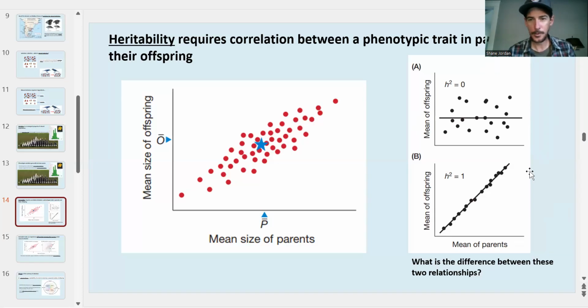And obviously there are a multitude of values between 0 and 1 that heritability could take on. As heritability starts to decrease from 1, we start to say, okay, there's more and more environmental influence affecting these traits and less of a genetic basis.